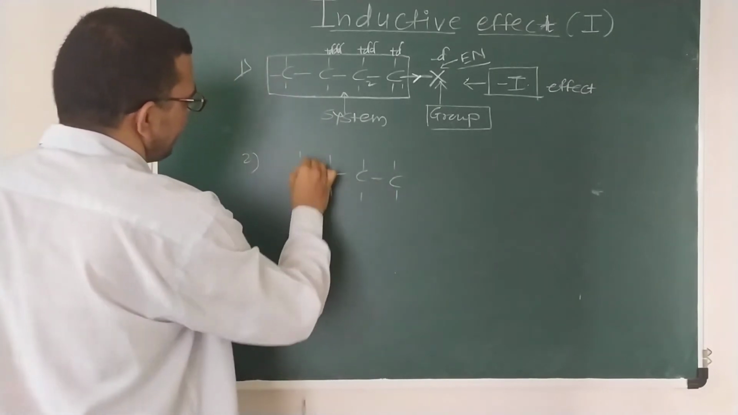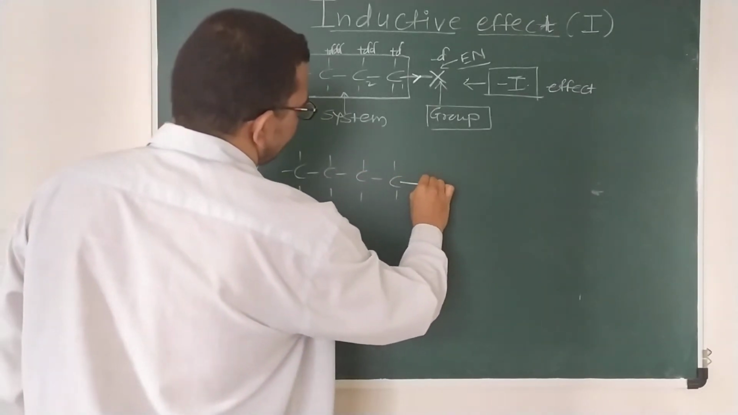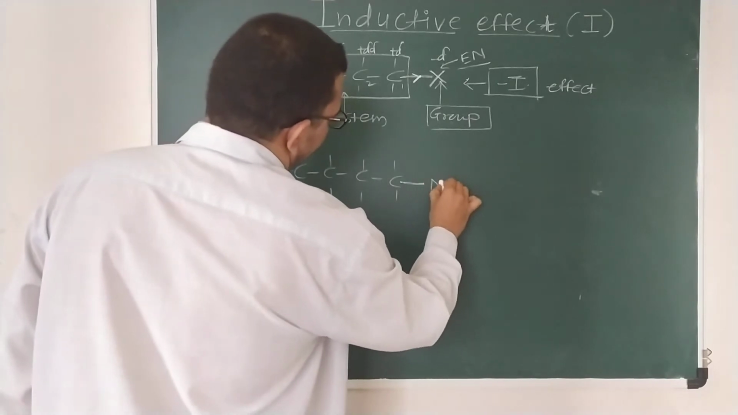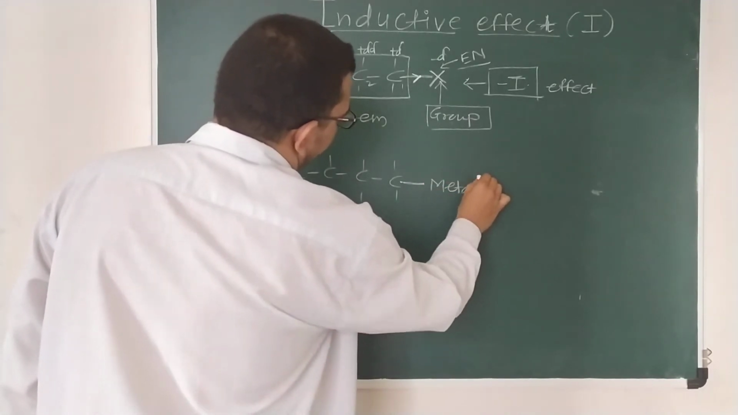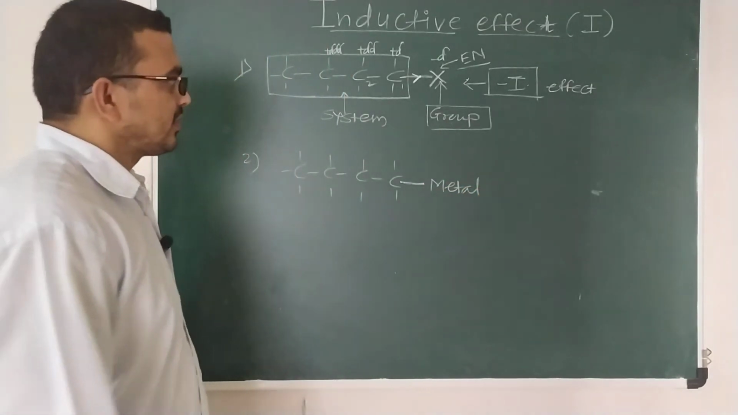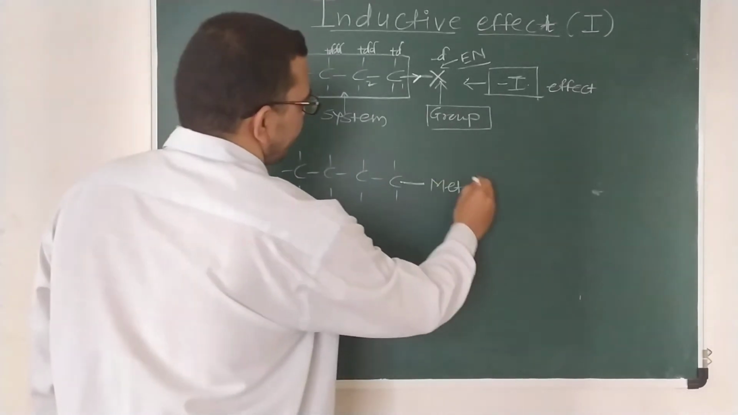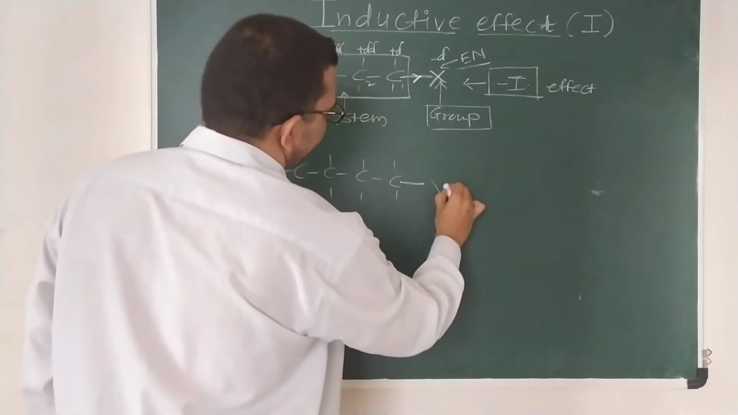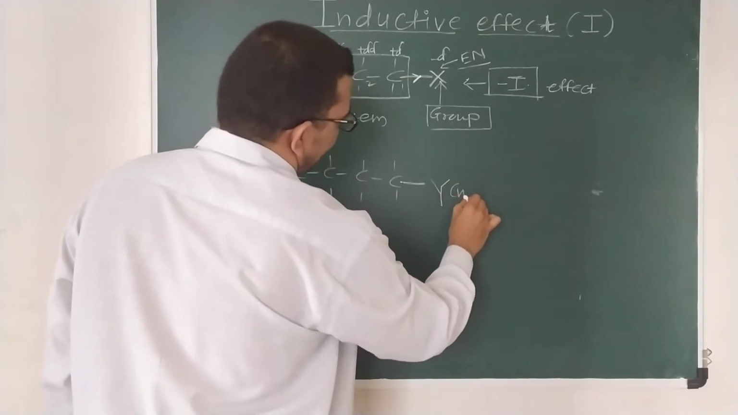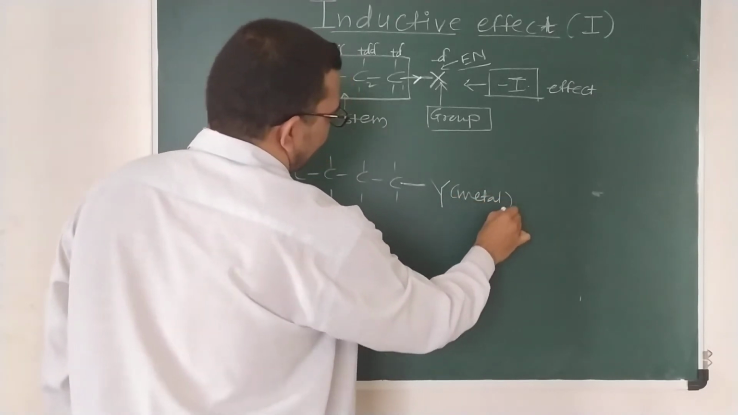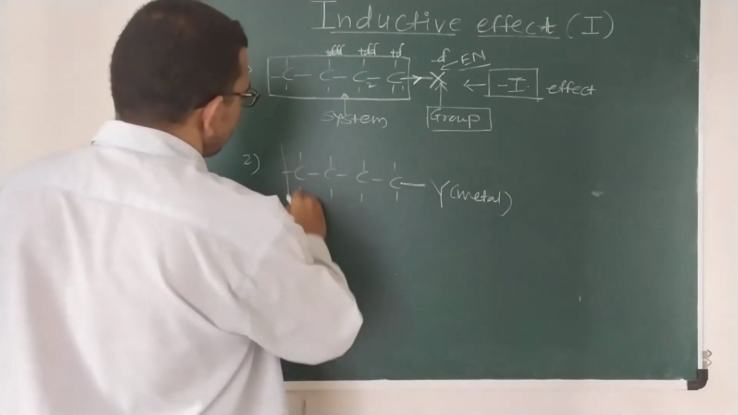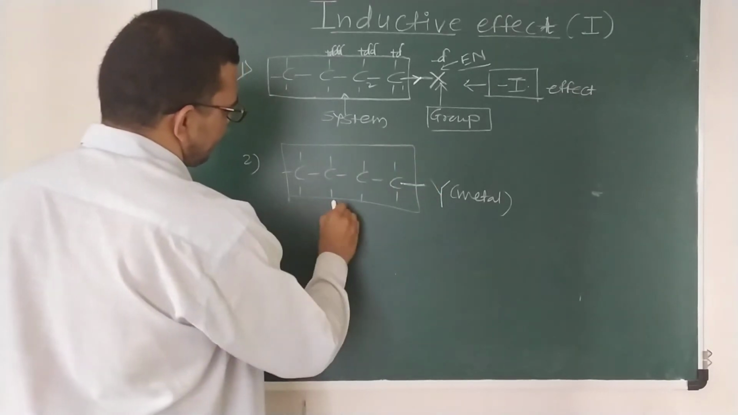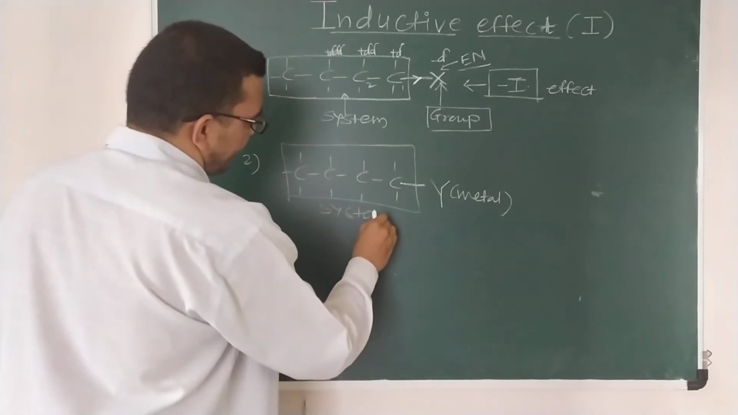Now let us see another example. I am going to draw the same example with 4 carbons only, and now I am going to attach a metal, any metal. The interesting thing is here, see the Y group. Y is the metal, let us consider. So this is the system again, correct? This is the system, and Y is the group.